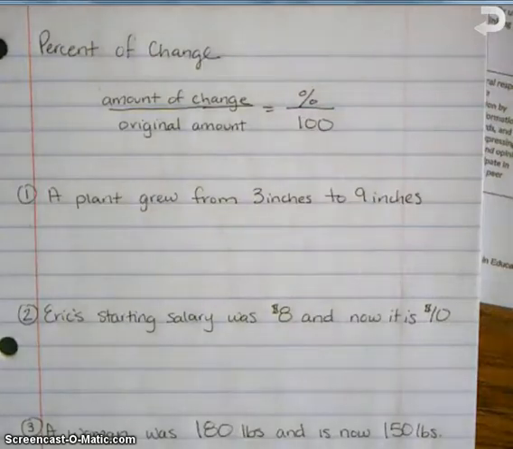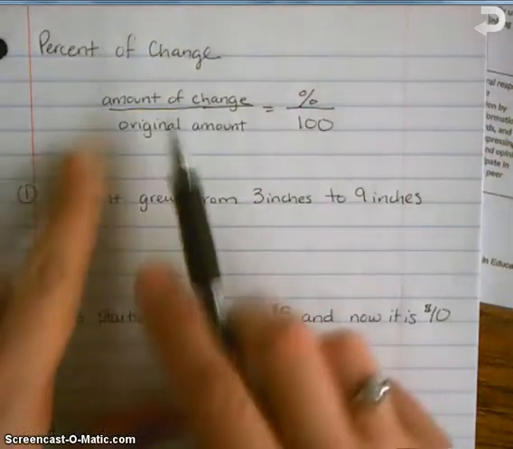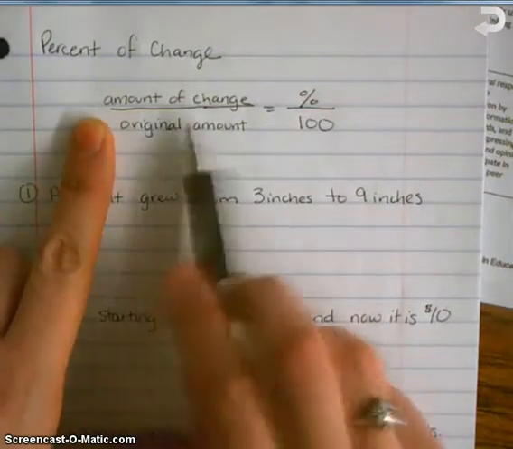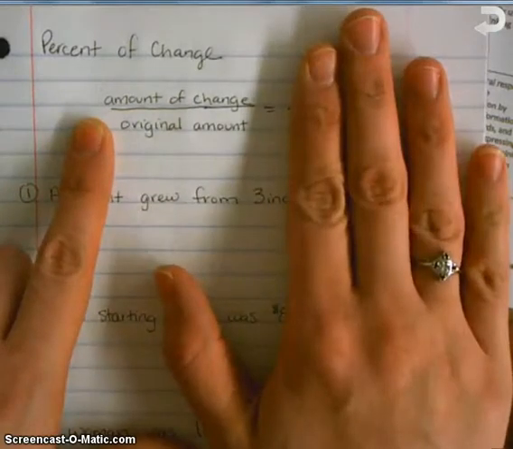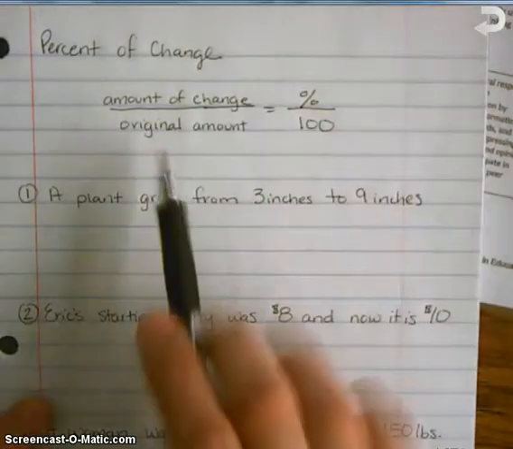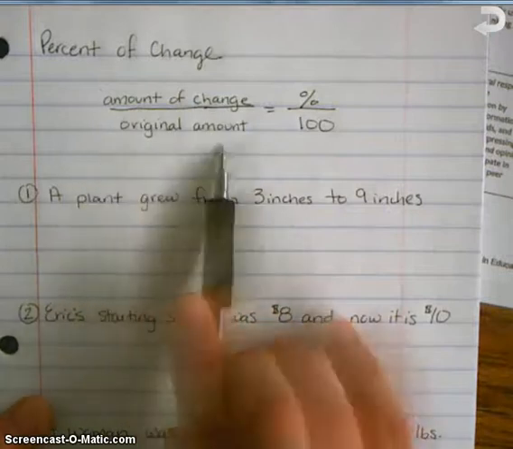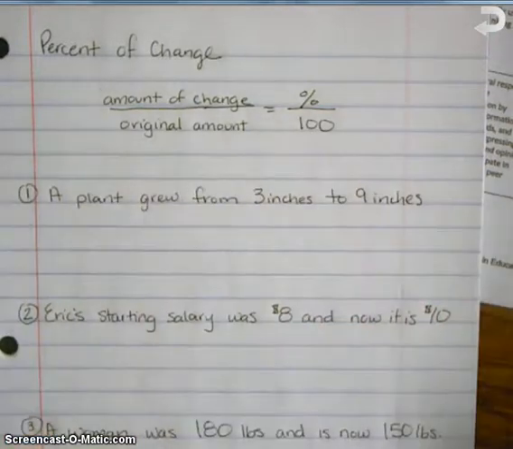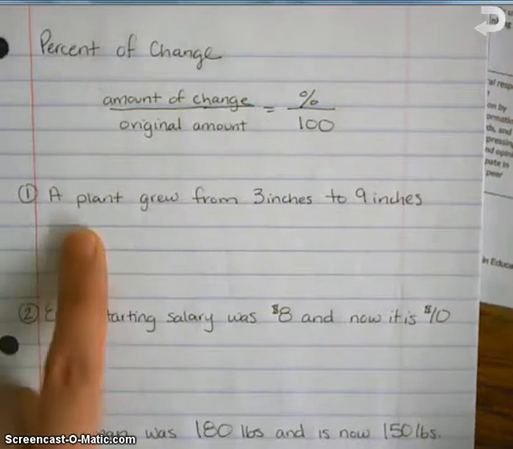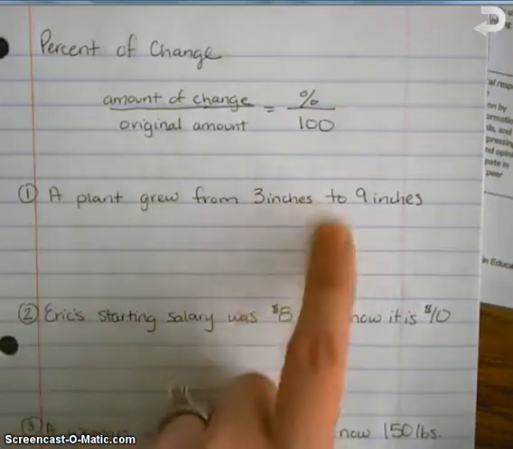When we talk about percent of change, we're usually going to use proportion. Sometimes you can set it up as a fraction and find the percent from there. But the percent proportion is the amount of change over the original amount equals the percent over 100. So if we start with problem number 1, a plant grew from 3 inches to 9 inches.